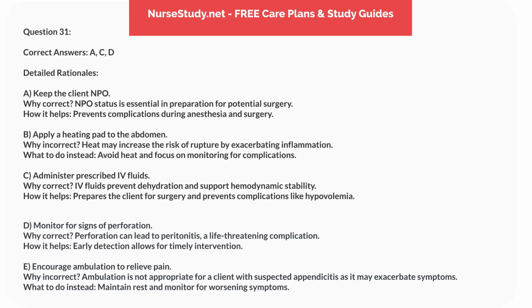Detailed rationales. A. Keep the client NPO. Why correct? NPO status is essential in preparation for potential surgery. How it helps: prevents complications during anesthesia and surgery. B. Apply a heating pad to the abdomen. Why incorrect? Heat may increase the risk of rupture by exacerbating inflammation. What to do instead: avoid heat and focus on monitoring for complications.